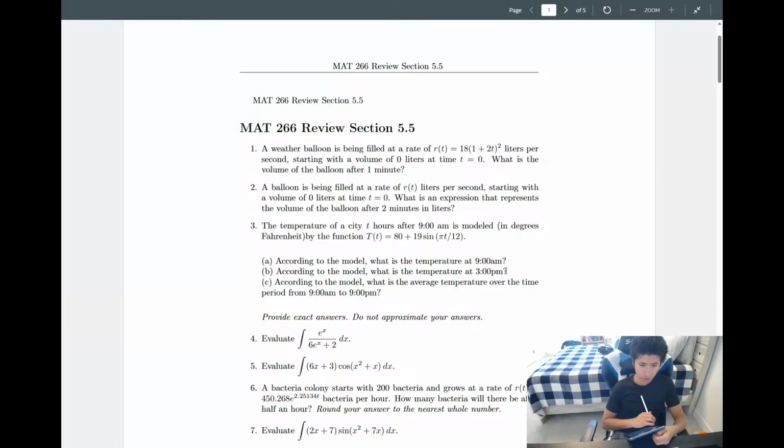The volume. Perfect. So classic example of integration. R of t equals V prime of t, the derivative of volume. So all we got to do to get V of t is integrate R of t. The integral of R of t equals the integral of 18 times (1 plus 2t) squared.